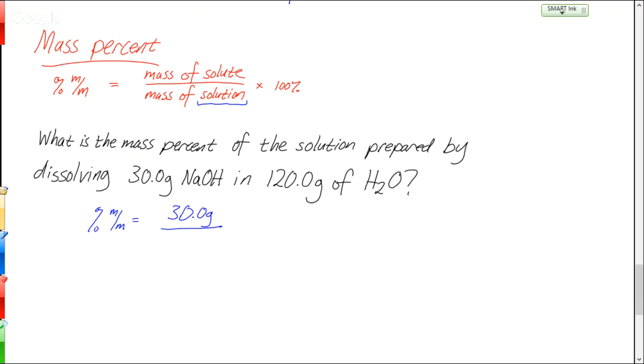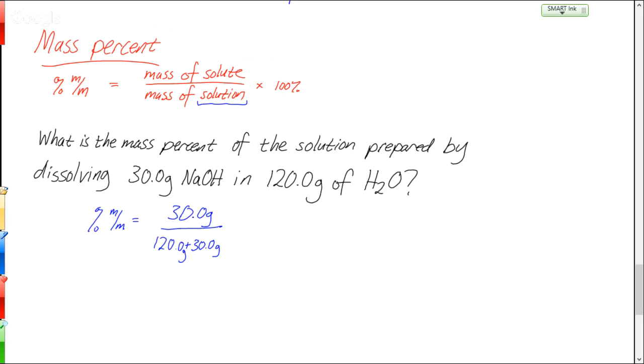And then what's the mass of the solution? Yeah, careful. So 120 grams is the mass of the solvent. That's the mass of water. The mass of the solution is the whole thing. So it's going to be the 120 and the 30 added together. That's the whole mass of the solution.